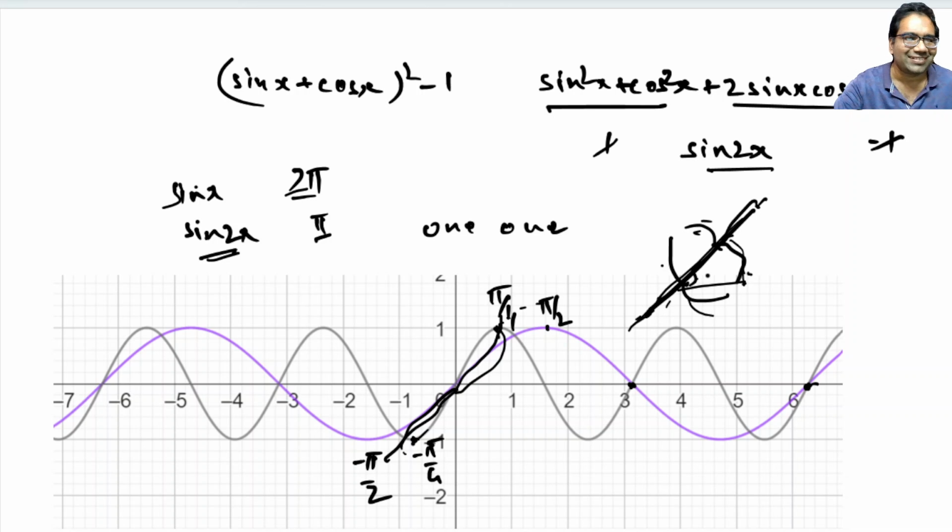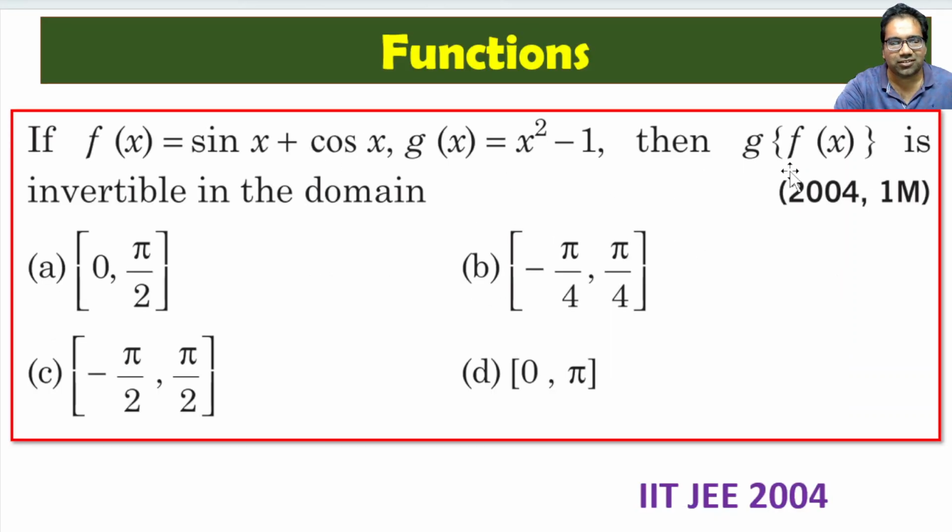Okay? Right, guys. So that is how this g of f of x is invertible in the domain minus pi by 4 to pi by 4.